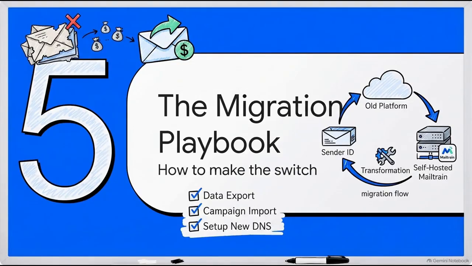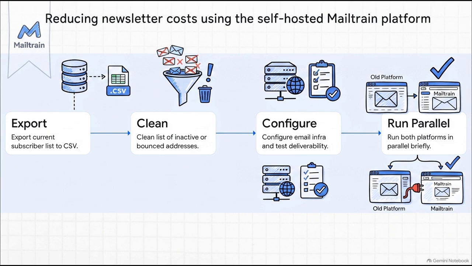Section 5, the Migration Playbook, how to make the switch. If the traditional interface, complete data ownership, and zero subscriber fees sound like a perfect match for you, here is exactly how your team executes the move. Step 1. Export your current subscriber list to a CSV file. Step 2, and whatever you do, please do not skip this, clean that list of any inactive or bounced addresses. Step 3. Configure your new email infrastructure and thoroughly test your deliverability. And Step 4. Run both platforms in parallel briefly, just to make sure Mailtrain is firing perfectly before you pull the plug on your old commercial account.